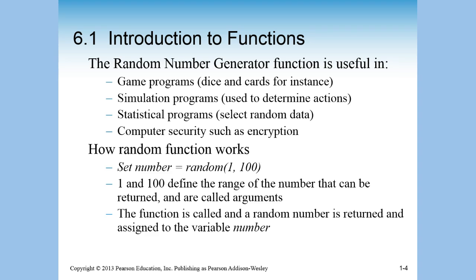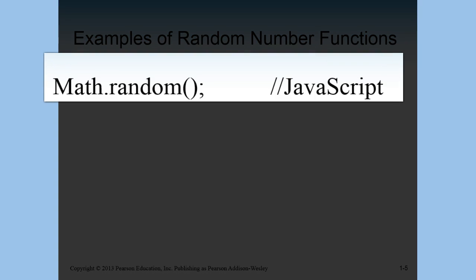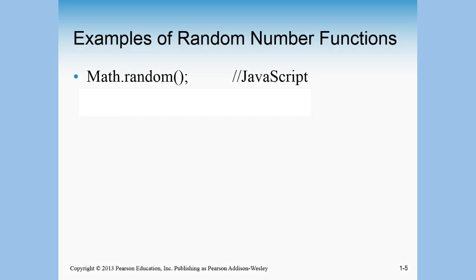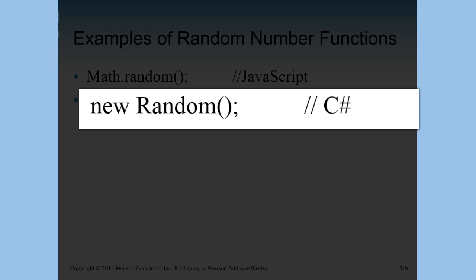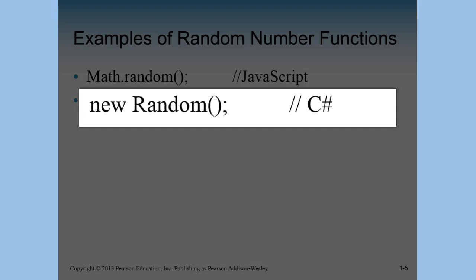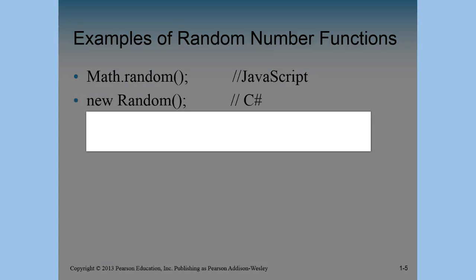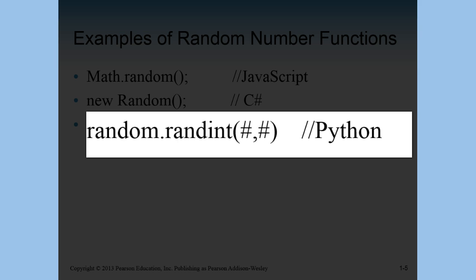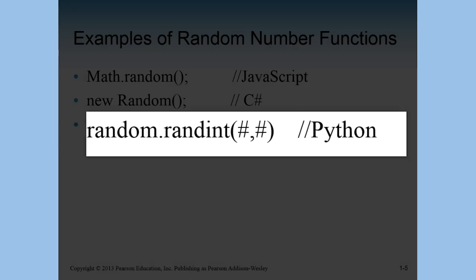The following slide will show you various versions of the random function as they're written in different programming languages. For instance, in JavaScript, you would write Math.random and then have an opening and closing parentheses. In C#, new Random, opening and closing parentheses. In Python, it's random.randint, open parenthesis, and then your two numbers, the range that you want to select from, separated by a comma.